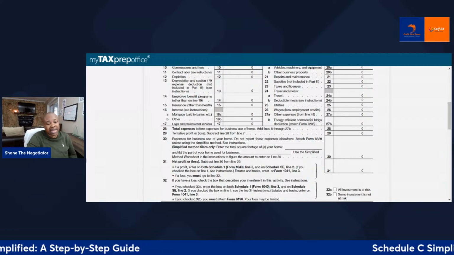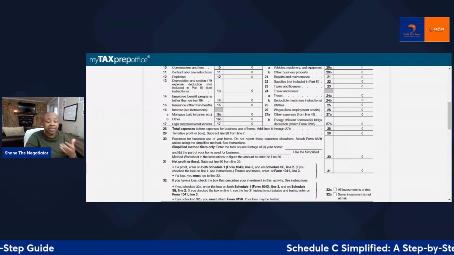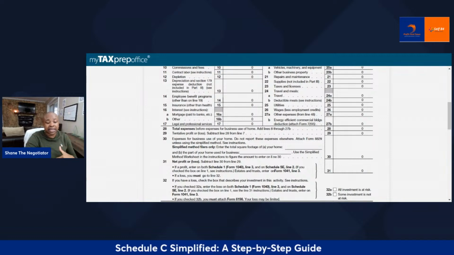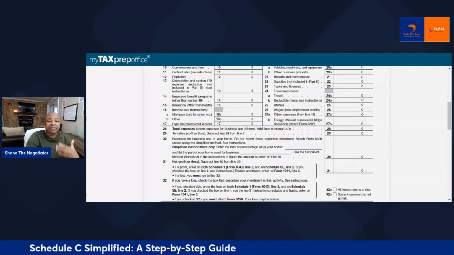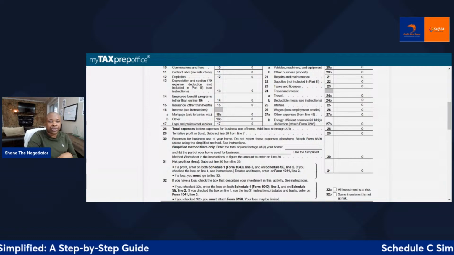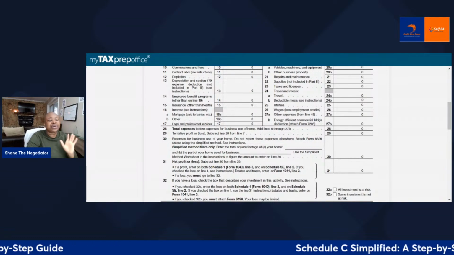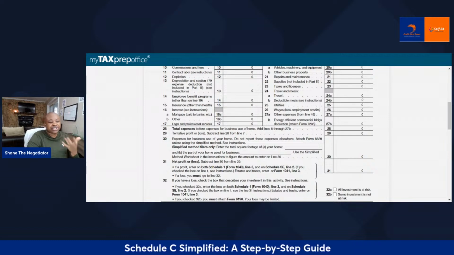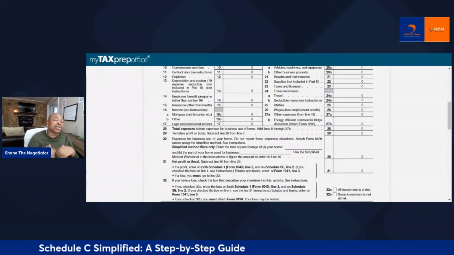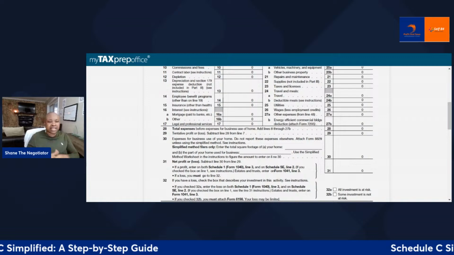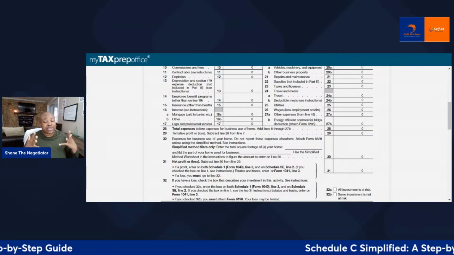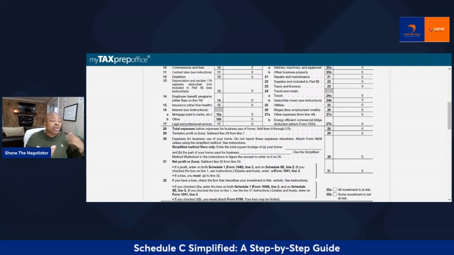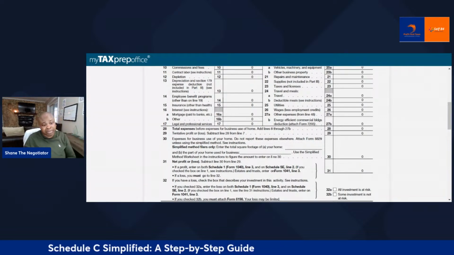So let's go into line 29. So 29 is the tentative profit or loss. If it's a loss, you might also need to complete what's called a Form 8582. So you're going to say, well, what the heck is the 8582? That is the passive activity loss limitation. So generally, you have certain limitations of how much you can actually deduct. So I'm not going to really get into that. And that's why I say you need to get with professionals, because there's lots of other forms that get added in when you file your taxes that you may not be privy to.